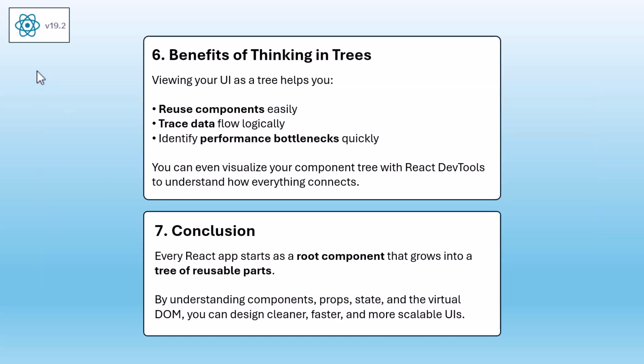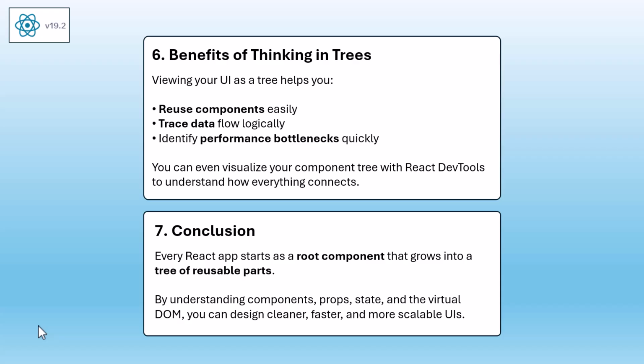6. Benefits of thinking in trees. Understanding your UI as a tree offers several benefits. It helps you break down complex interfaces into smaller, reusable parts. It also makes it easier to trace how data flows and where updates happen. When you encounter a bug or unexpected behavior, you can follow the tree structure to pinpoint exactly which component is responsible. This way of thinking also promotes a clean mental model for your team. Everyone can discuss the structure of the application in terms of parents, children, and data flow, without getting lost in low-level details.